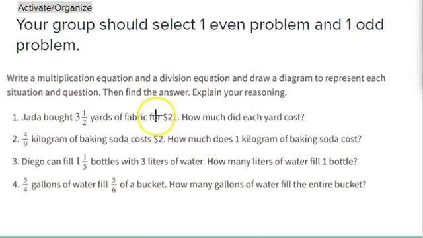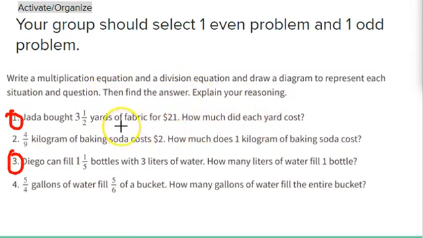Let's see here. Let's do the odd ones. We're going to do just 1 and 3 right now. So Jada bought 3 1/2 yards of fabric for $21. How much did each yard cost? We're going to do a multiplication and division.